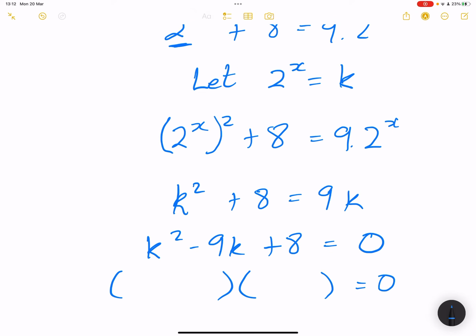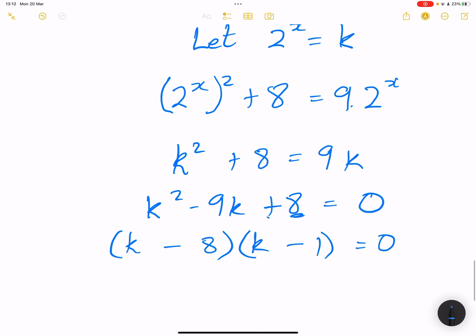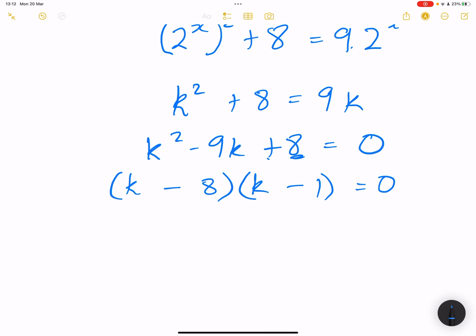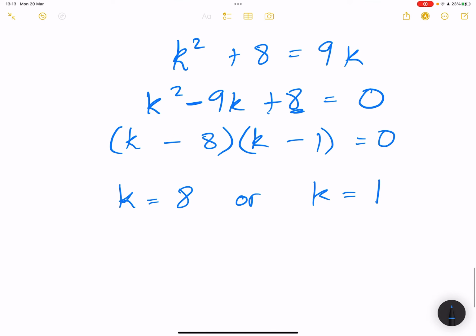We ask, what are the factors of 8 such that when I add them they give me 9? That's going to be 8 and 1. So that's k and k, and of course both our brackets have got a negative sign because that's the sign of our middle term. So in this case, we've got k is equal to 8 or k is equal to 1. But remember, what does k represent? 2 to the exponent x is equal to 8, or 2 to the exponent x gives us 1.